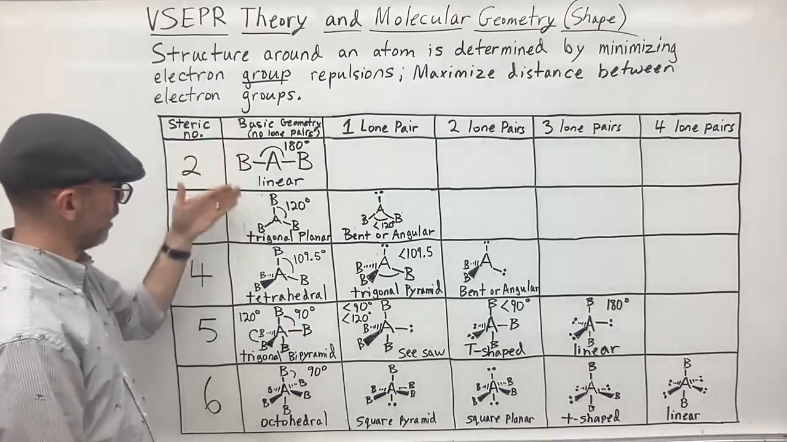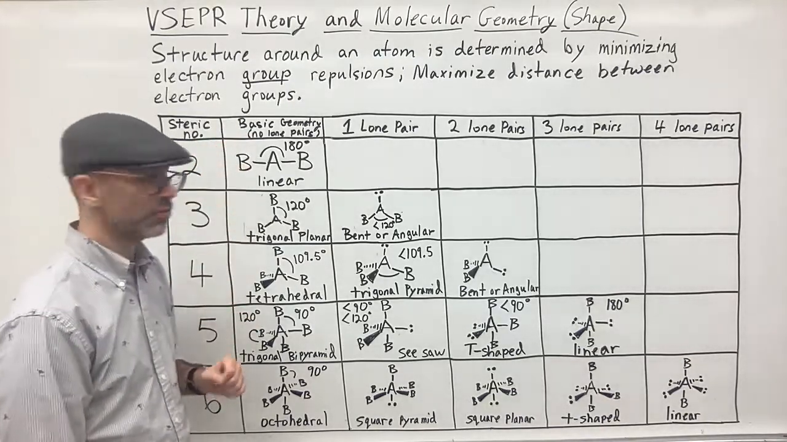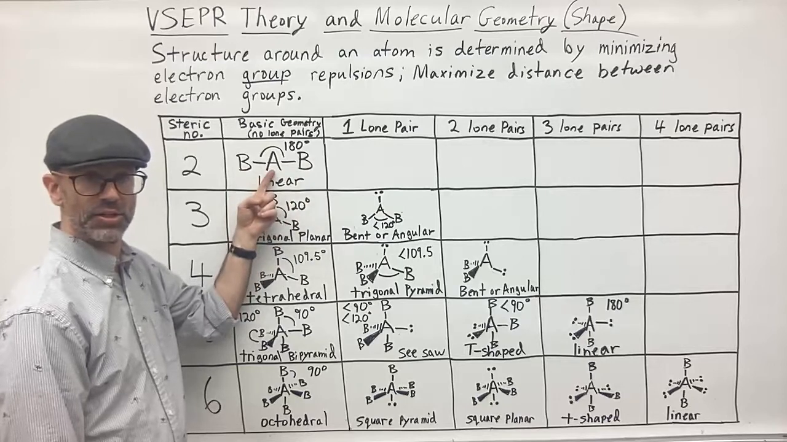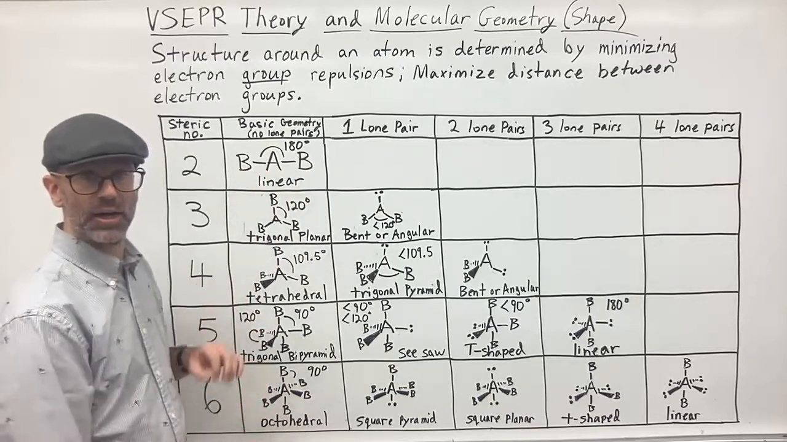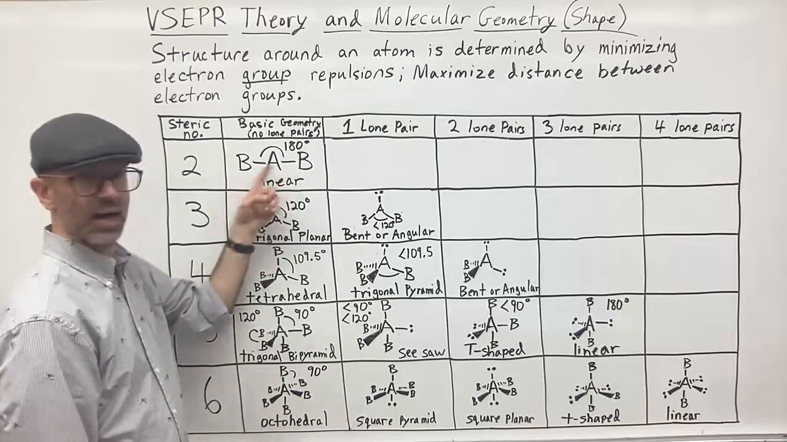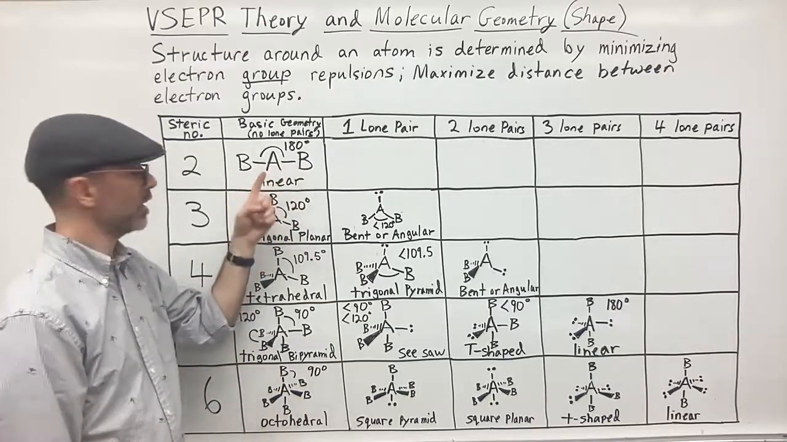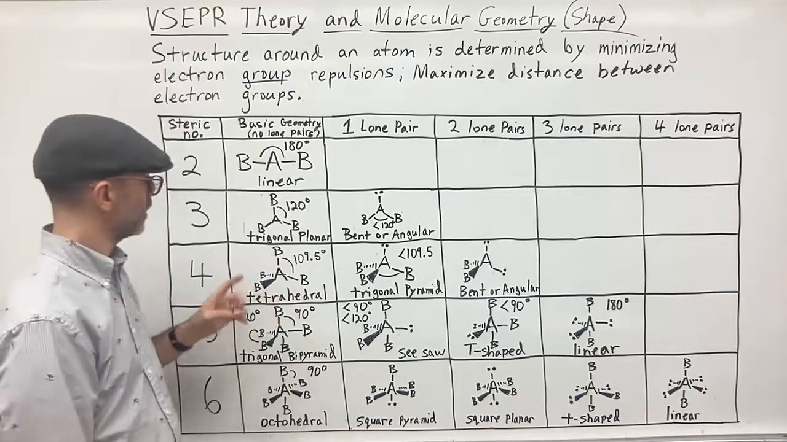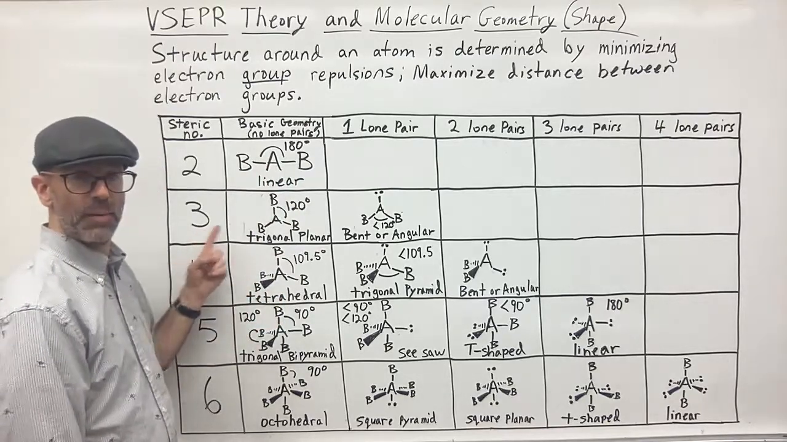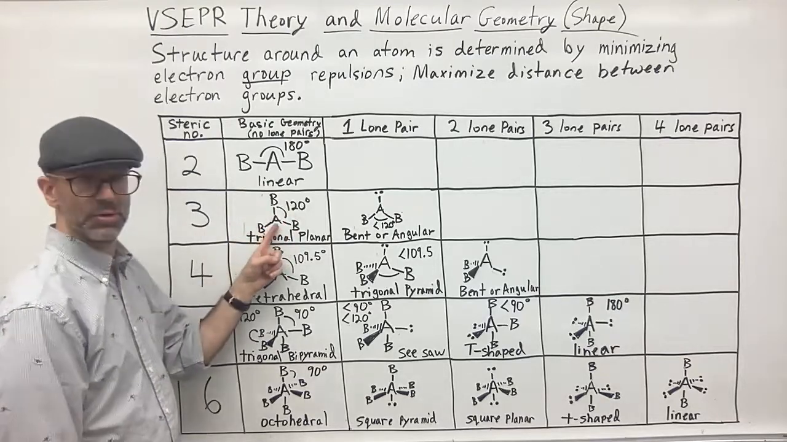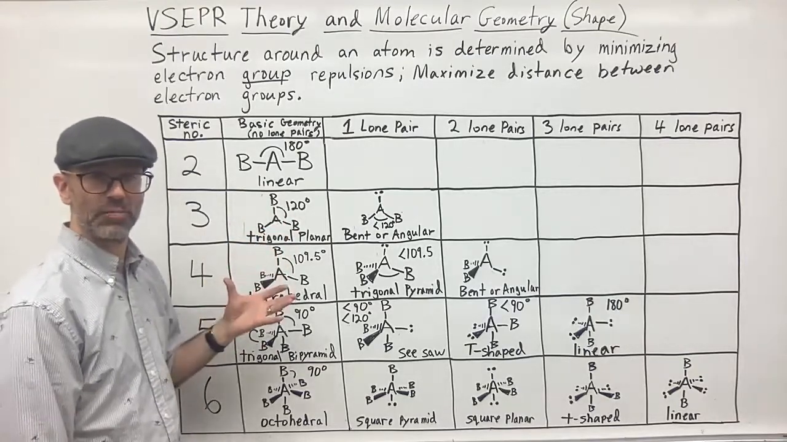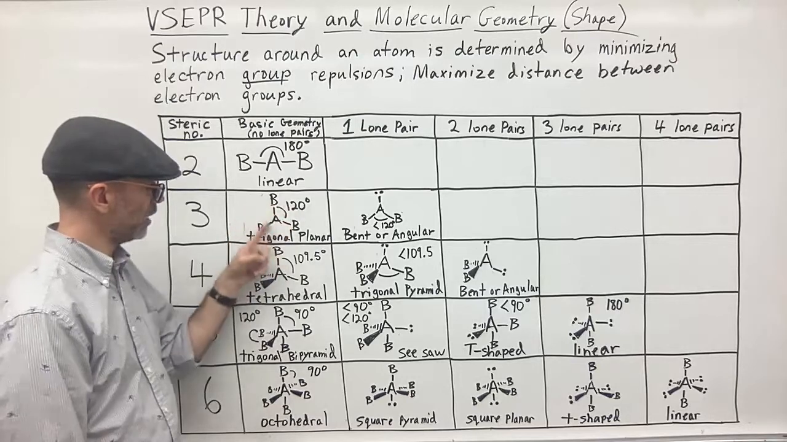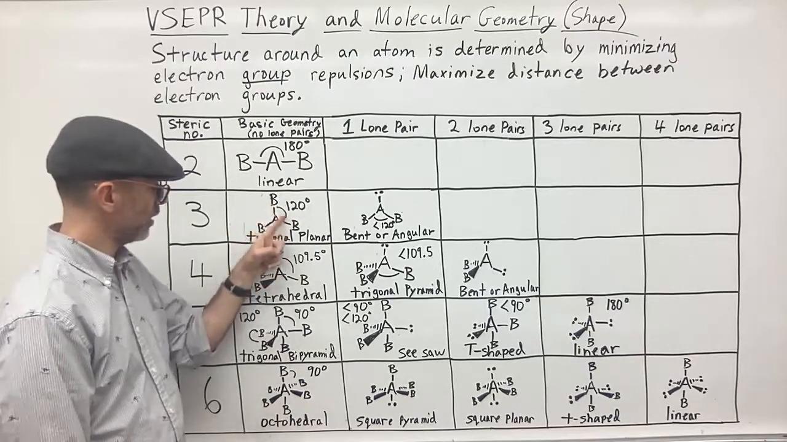So here we have our five basic geometries. Here we have the linear geometry, where you have only two atoms bonded to your central atom. Again, they want to be as far apart as possible, so the two atoms are 180 degrees from each other, and that's the farthest they can get. The next one is if you have three bonded atoms around your central atom. To get as far apart as possible, they have 120 degrees. It's like a pie divided into three parts, each part 120 degrees.